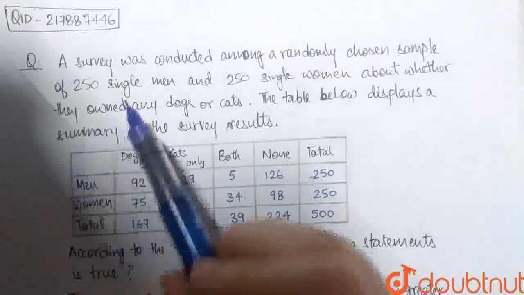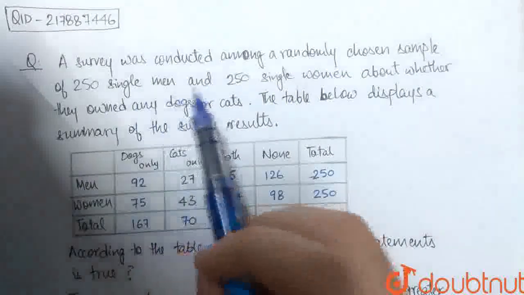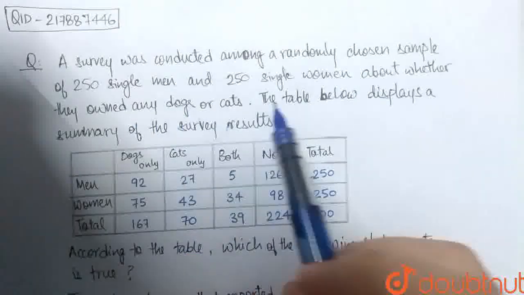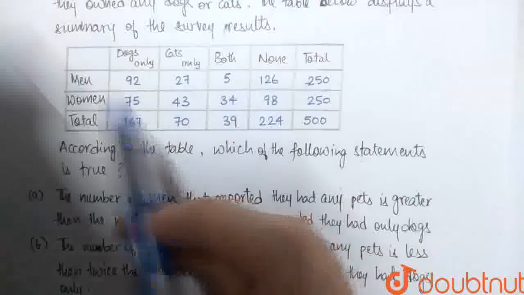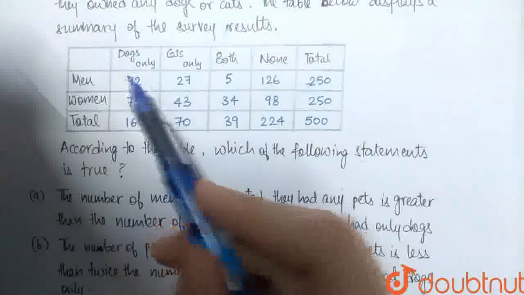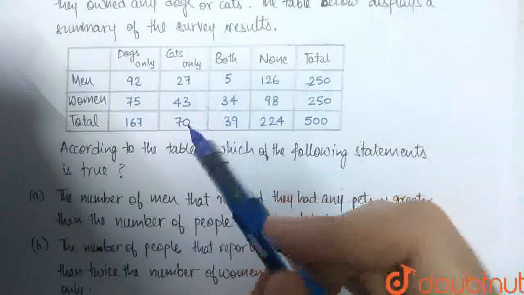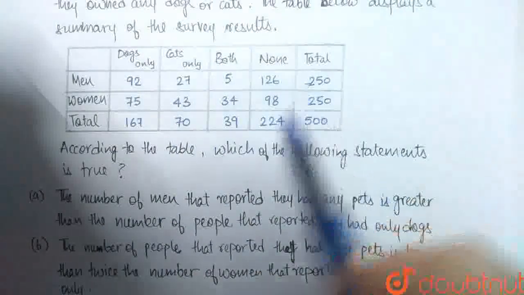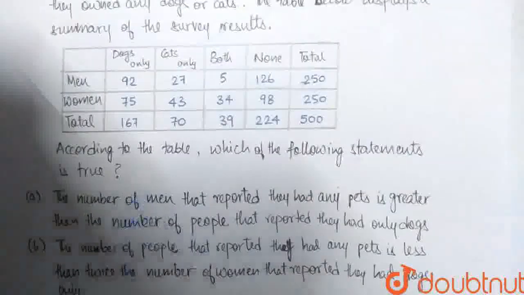The question here is, a survey was conducted among a randomly chosen sample of 250 single men and 250 single women about whether they owned any dogs or cats. The table below displays a summary of the survey results, right? So in the rows here we have men, women and total, and the columns are men, women or total people with dogs only, with cats only, with both pets, none and total, right? Now according to this table, which of the following statements is true?